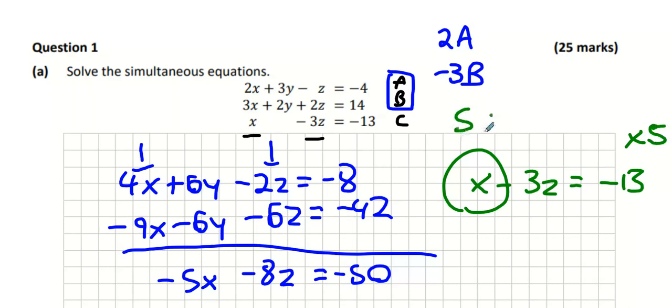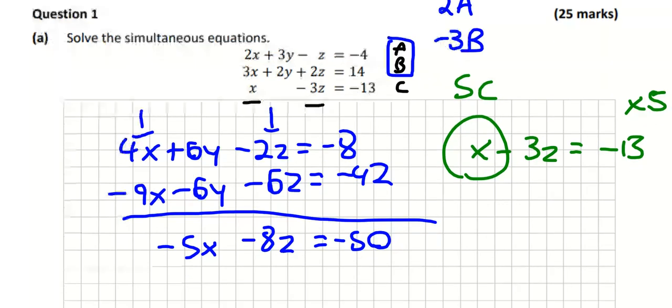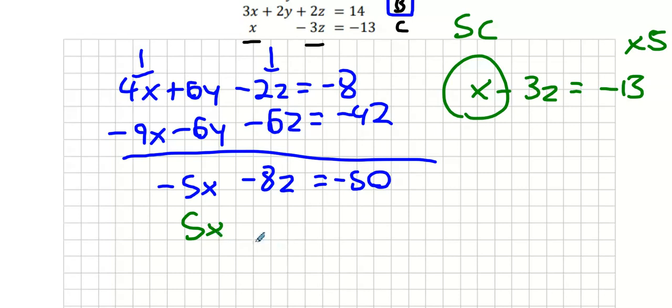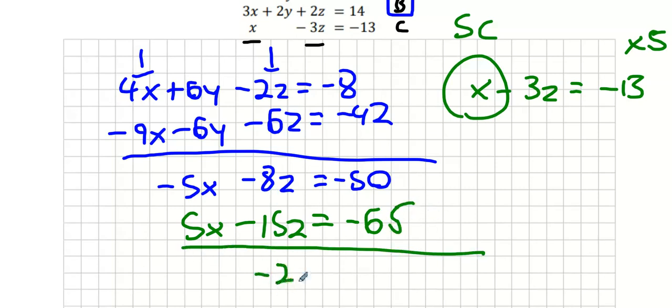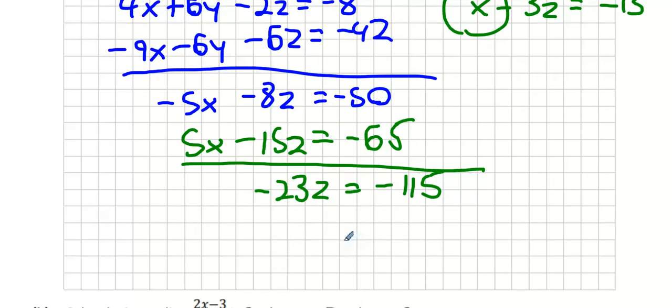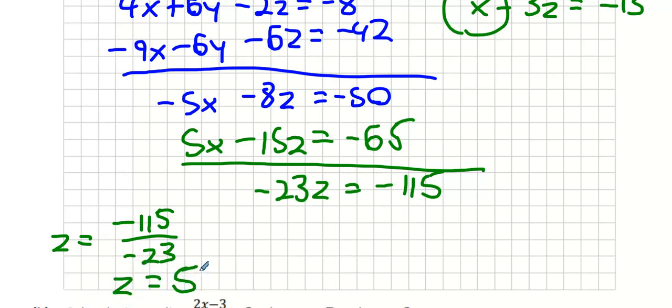So I'm going to multiply C by 5. And when I multiply equation C by 5, I'm going to get 5x minus 15z equals minus 65. Going to add these together, and I'm going to get minus 23z equals minus 115. Then I'm going to divide by minus 23. So z equals minus 115 divided by minus 23, and z will equal 5.